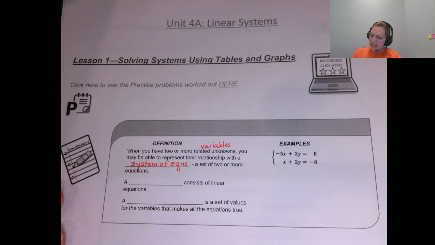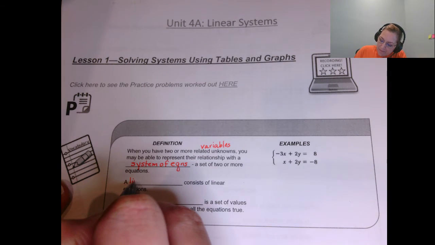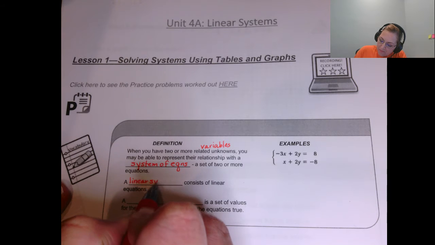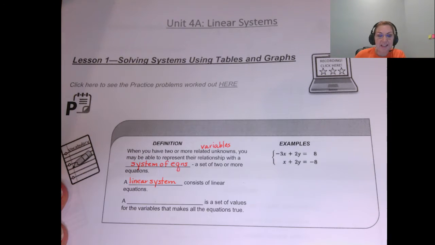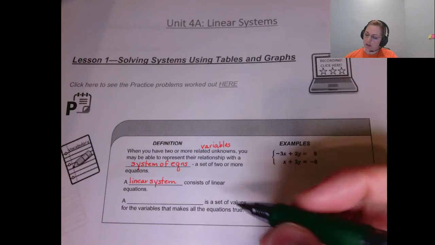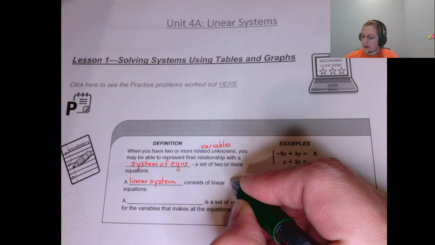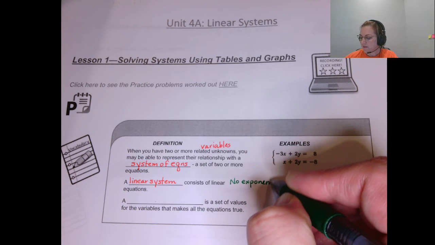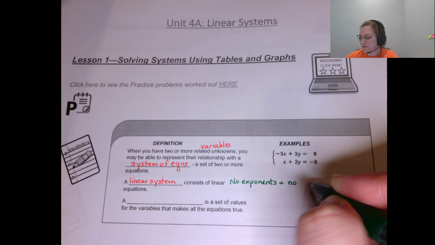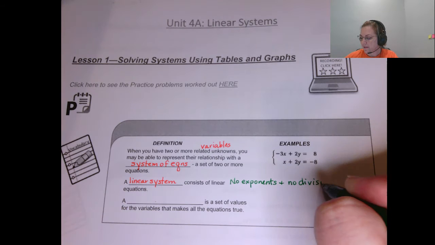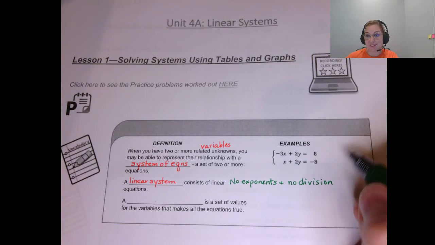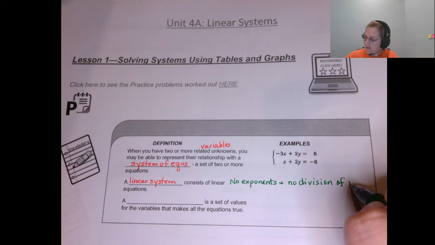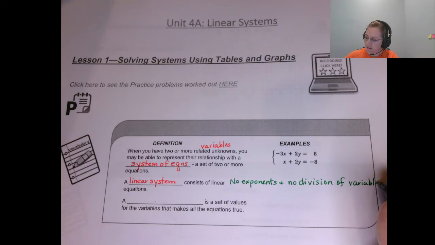Okay. A linear system consists of linear equations. So just to recap, what does linear mean? Well, obviously it means there's a line involved if you were to graph them, but if you're looking at the equations, this just means you're going to have no exponents and no division of variables. That means that the variables can't be in the denominator. So we'll just add a little bit extra there with the notes.